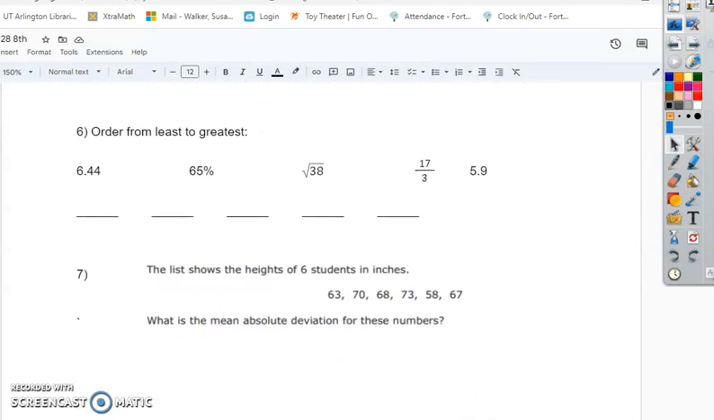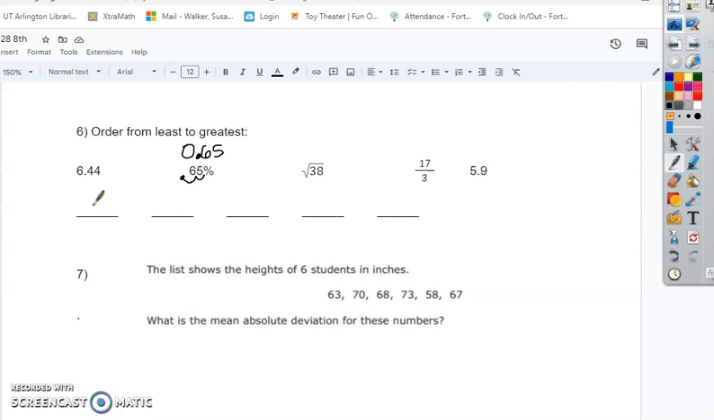Order from least to greatest. Put these in the calculators, write them as decimals. I'm going to help you with one of them, and that's this one. Guys, I've seen them do this. Don't let them fool you. This is a percent. I have to change it to a decimal, move it twice. This is really 0.650. Smaller than this. It's going to be smaller than this. 65% is going to go right there. Always move that decimal. They're going to try to trick you.